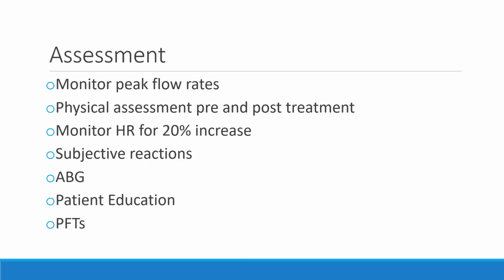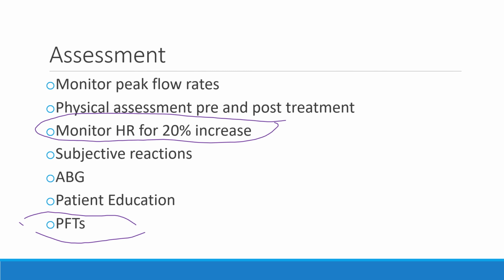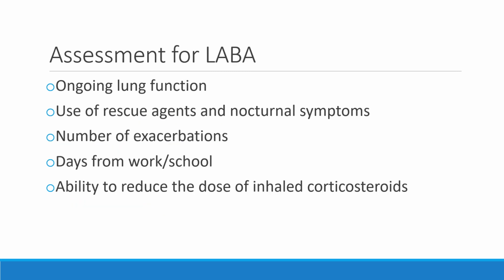All right, so how do we assess these patients, right? So assessment, we're going to monitor things like their peak flow rates, how well they do on their treatments afterwards as there changes, physical assessments, pre and post treatments, which will include their heart rate for a 20% increase. Sounds like that's important since I just mentioned it a little bit ago. Even subjective reactions, like how they felt afterwards. ABG, the big thing here is also looking at their patient education. A lot of times we'll do these for a pulmonary function test in our outpatient PFT labs. Breath sounds, right? There's a change in their breath sounds, especially after they get these medications.